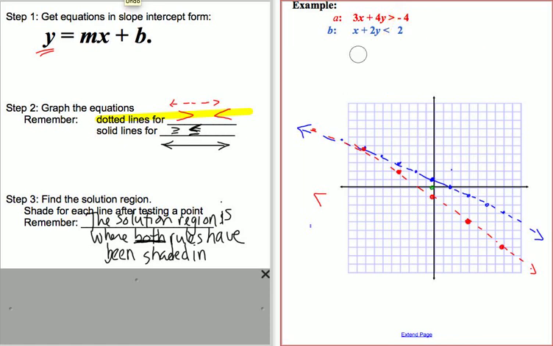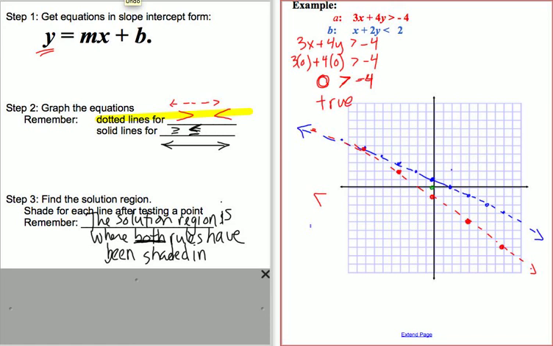I do not want to use my equations that I rewrote to help me graph the line. So I'm going to go back to 3x plus 4y greater than negative 4, and I'm going to plug 0, 0 in. So 3 times 0, 4 times 0, greater than negative 4. And I'm going to test if this is correct. On the left, I get 0, which is why 0, 0 is so nice. And on the right, I get negative 4. Then I read the statement, 0 greater than negative 4, and I say, hey, that's true.